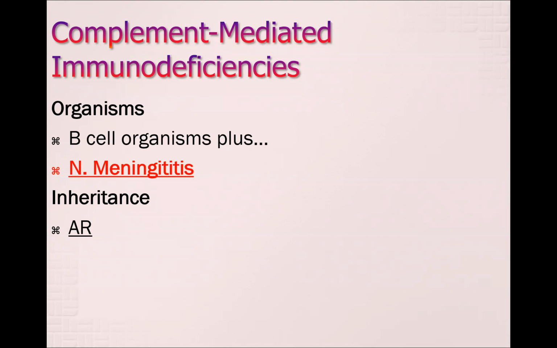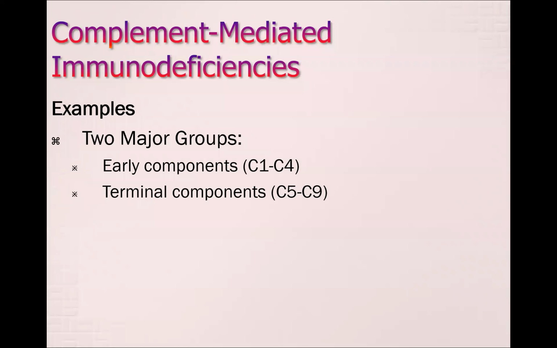The vast majority of them are inherited in an autosomal recessive pattern, and that's certainly something you'll want to keep in mind. So the two major groups that you'll see are early manifestations and terminal components. The early types of complement-mediated immunodeficiency are your C1 to C4, if you remember the complement cascade, which I'm sure all of you do. And then the terminal components, C5 through C9, are the membrane attack complex that's associated with it.